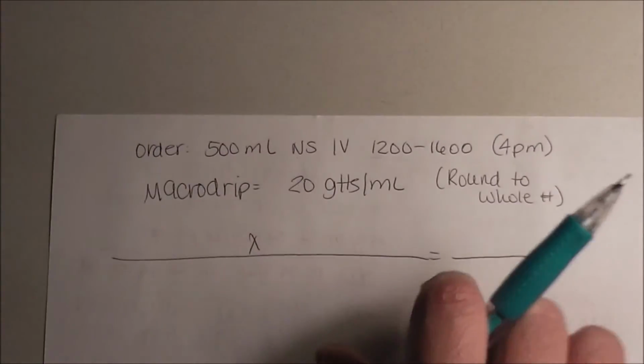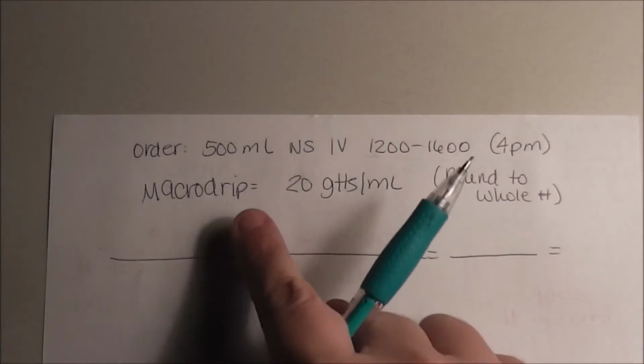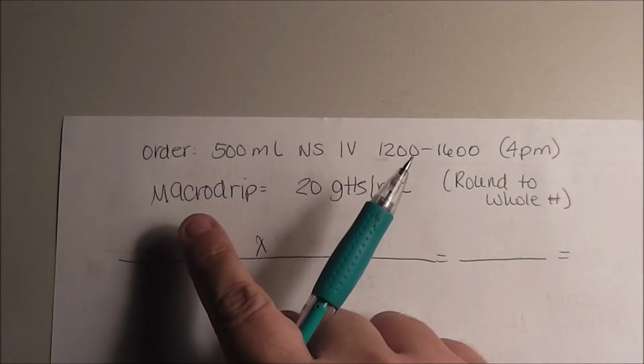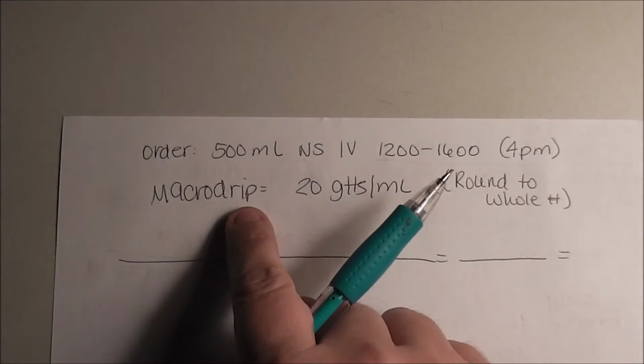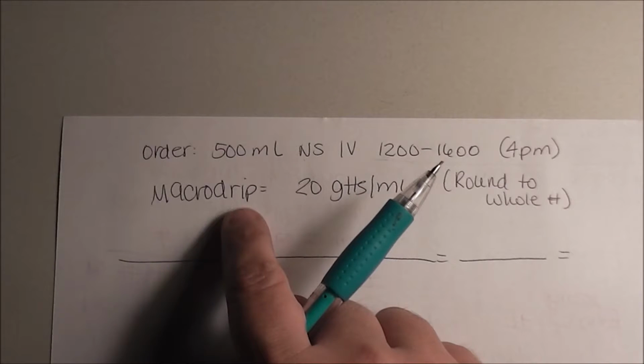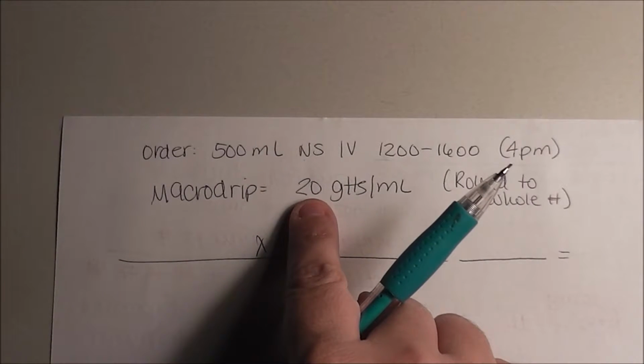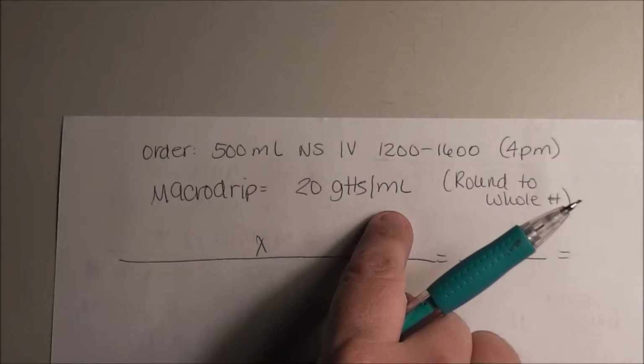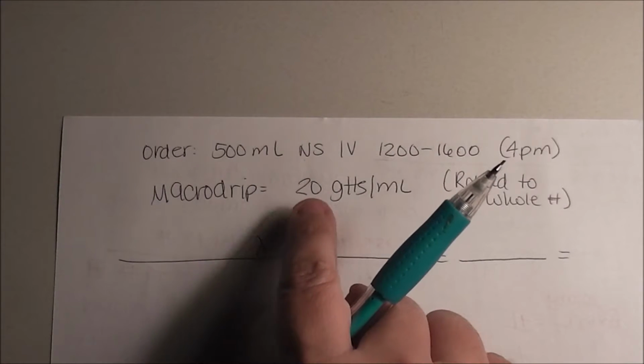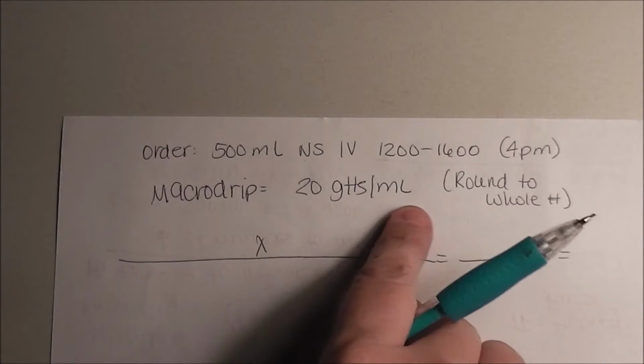Alright, so let's go ahead and do it with a macro drip. And I'm going to say it one more time: macro drip or macro drop. Think of that as drop. Macro drops are bigger drops to make a milliliter. They're bigger, so it takes less. And so we're going to do the 20.